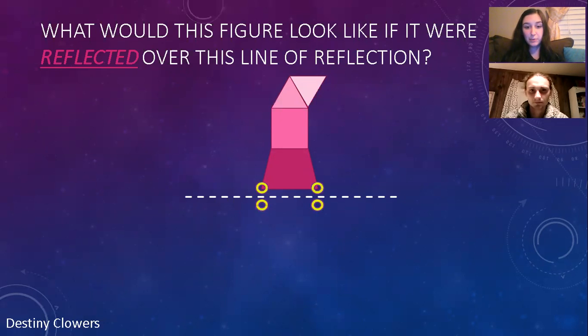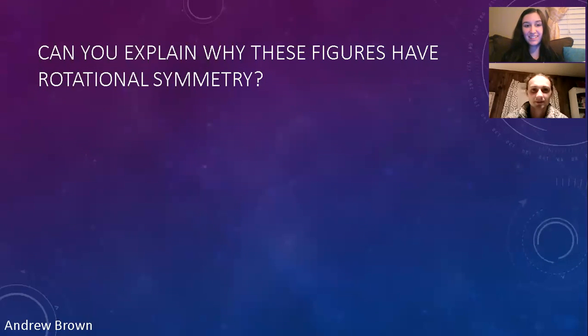And same with these points, even the one up top. You just keep repeating that motion with all of the rest of the points, and eventually the figure will look like this. So this is what it would look like when it's reflected over this line of reflection. All right, thank you. Yeah, thank you.